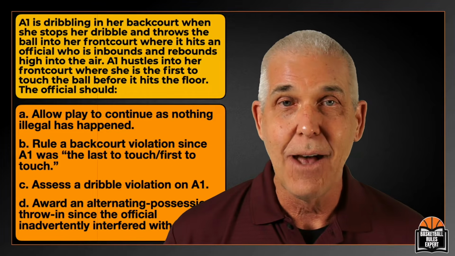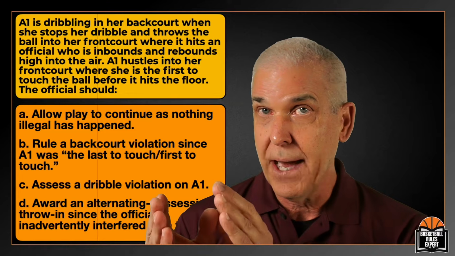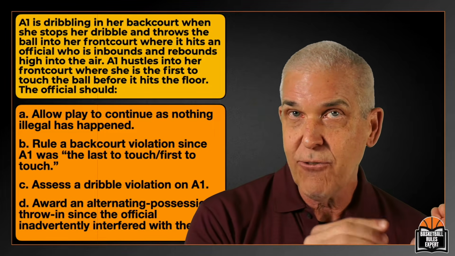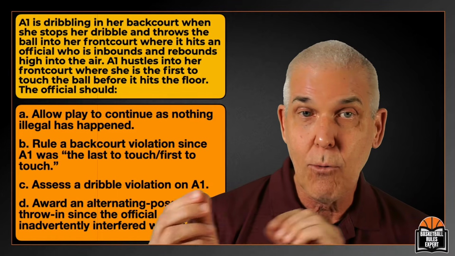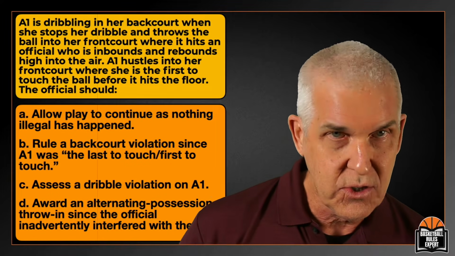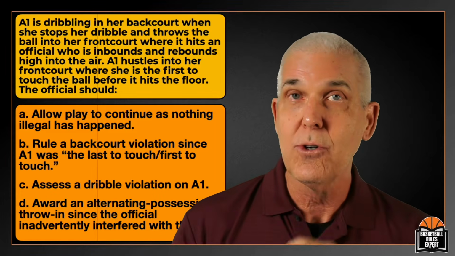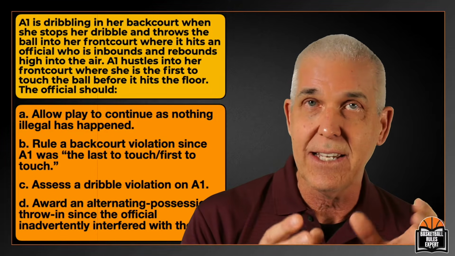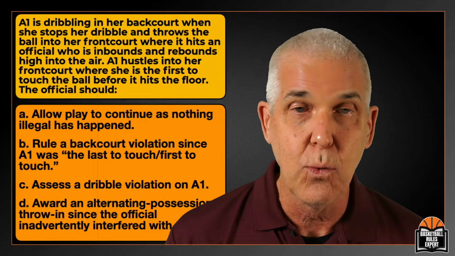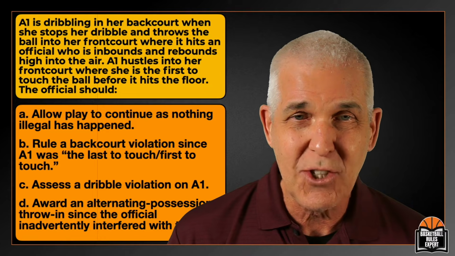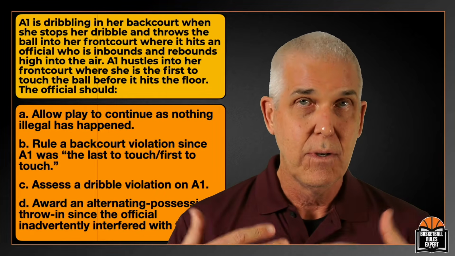Has something illegal happened on this play? Is this a backcourt violation, right? The ball was in the backcourt. The ball gained front court status when it hit the official. And then the player runs into the front court, I assume, into her front court, so she has established front court status and catches the ball. So this would not be a backcourt violation by rule. So the question is, is this a legal dribble, or do we allow play to continue, right?